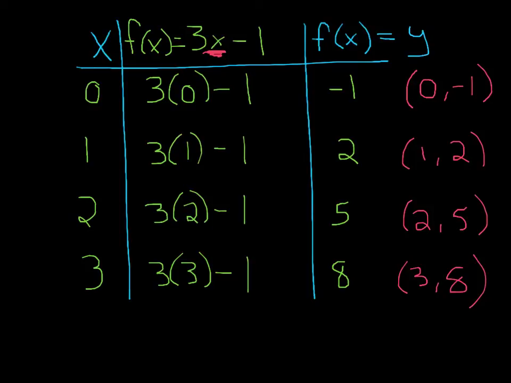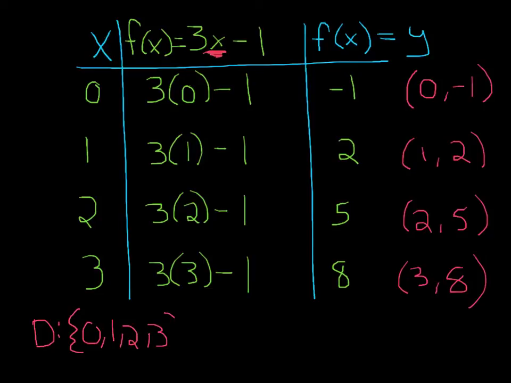Now, after you fill out the function table, it also says to state the domain and the range of the function. The domain is the set of x values, which we have as 0, 1, 2, and 3. And then the range is a set of y values, which we have as negative 1, 2, 5, and 8.